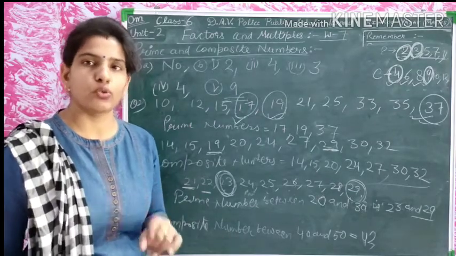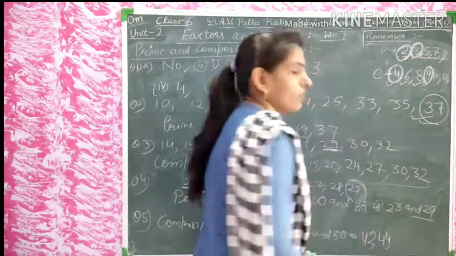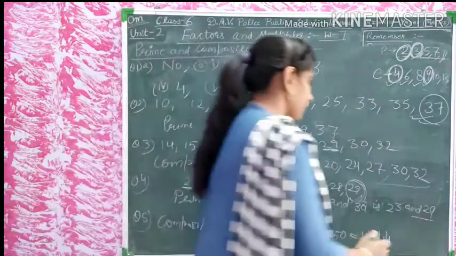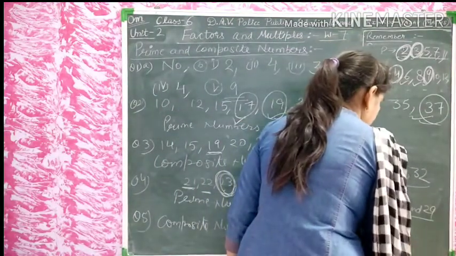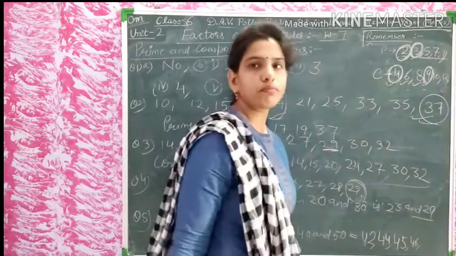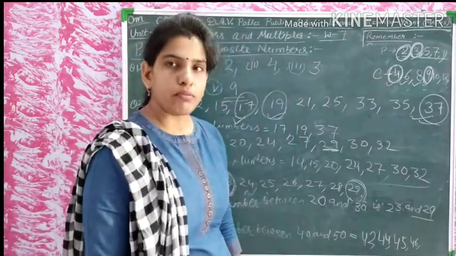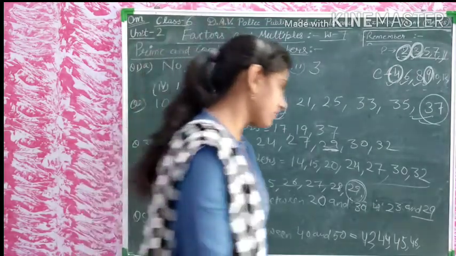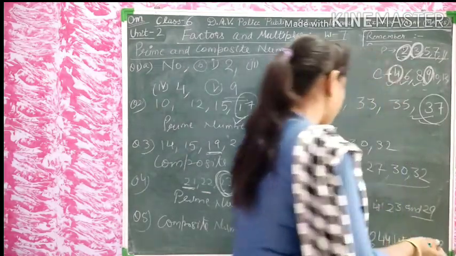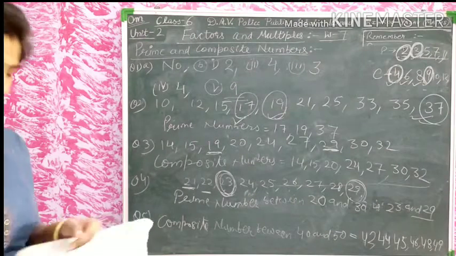44 divided by 2, yes, it means this is the composite number. 45, yes, divisible by 5. It means this is the composite number. 46, yes, this will be divisible by 2. 47, yes, prime number. 48, yes. 49, yes. And between these two numbers we have to find these composite numbers.